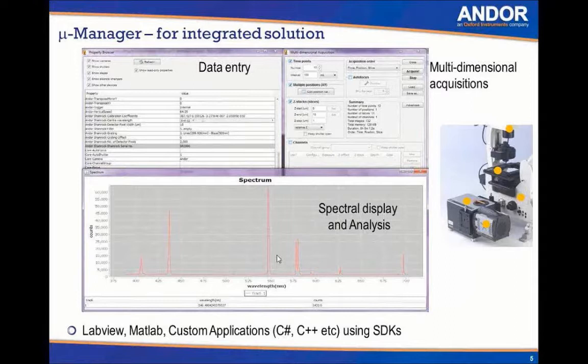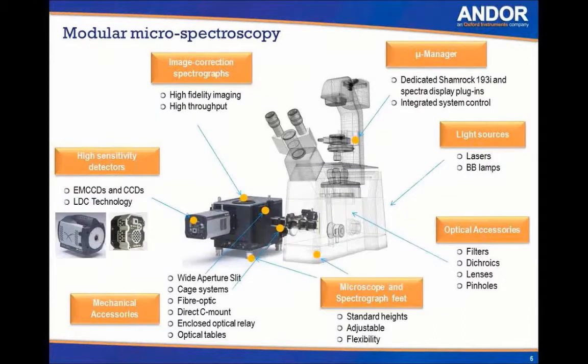Many users develop their own custom applications using the likes of LabVIEW, MATLAB, and so on, along with the relevant SDKs for the system components. A summary of the main components required to configure a system are shown here, with the microscope and sample at the heart of it. Spectrographs with good image correction are generally needed where direct coupling is concerned. ANDOR has developed the SR193i with such characteristics in mind, that is, excellent image quality with high throughput.